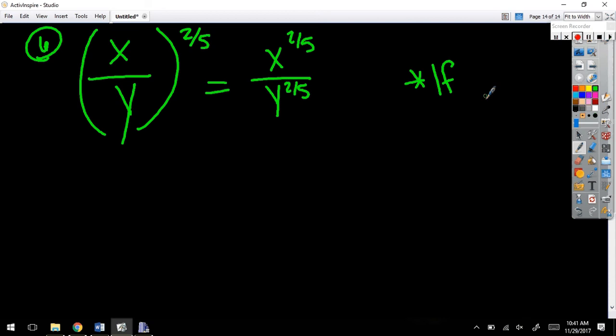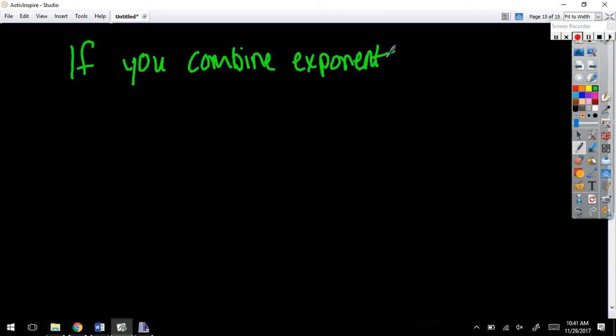If you, at any point, let me go to a new page. At any point in these properties, if you combine the exponents, what happened to the problem? I went to another page because I want to remember. For instance, I think the one we did was like 2 to the 1/2 times 2 to the 3/4. And we said we combine these exponents, right?